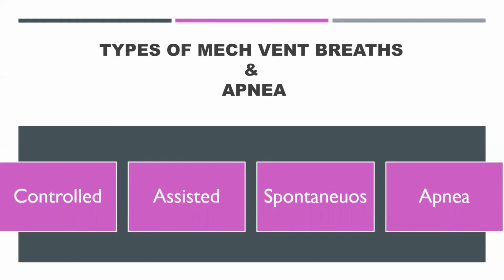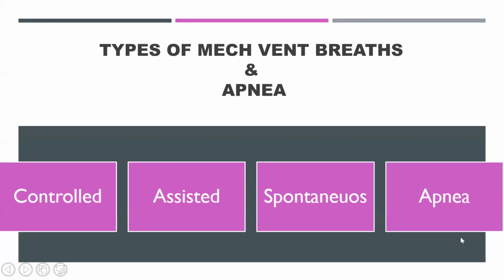Spontaneous with pressure support means when the patient is trying to breathe, I will set a pressure support that will help the patient to take a better volume, and I will decrease it over time until I let him breathe spontaneously on his own, to test if he can breathe on his own so we can extubate the tube.